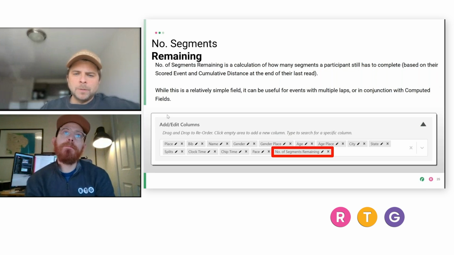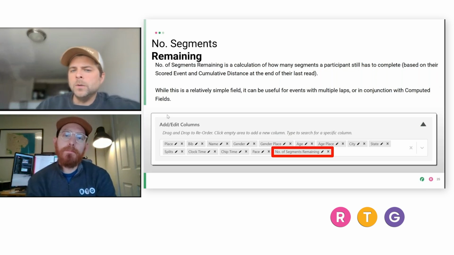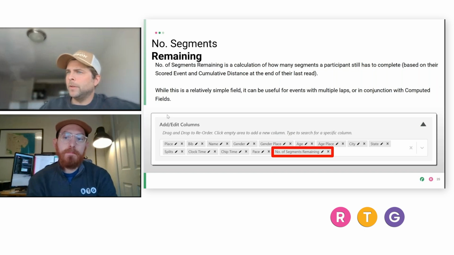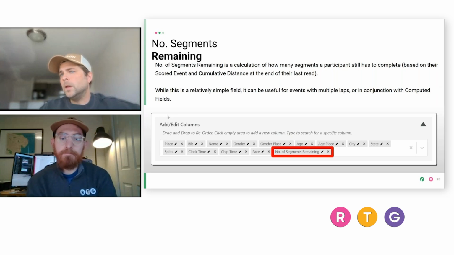But this number of segments remaining unlocks a lot of reporting that you can do. As far as if you had an event that lapped on the same finish line but wasn't a true lap event, maybe it's a 20K doing 4 or 5K laps, it'd be really useful to see how many people were still out with those remaining and to do count checks on those. You can also go into using computed fields with this and doing some math there. So these are some really nice new tools for expanding what you can do with reporting internally.